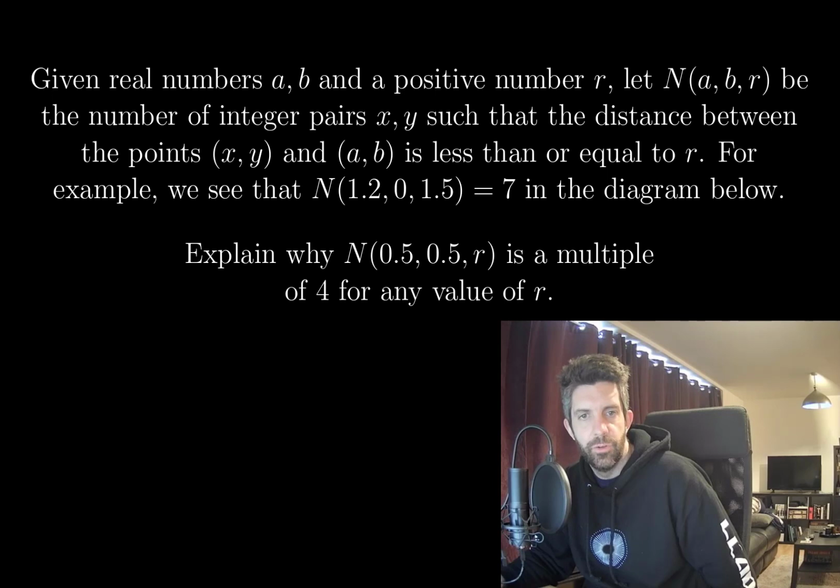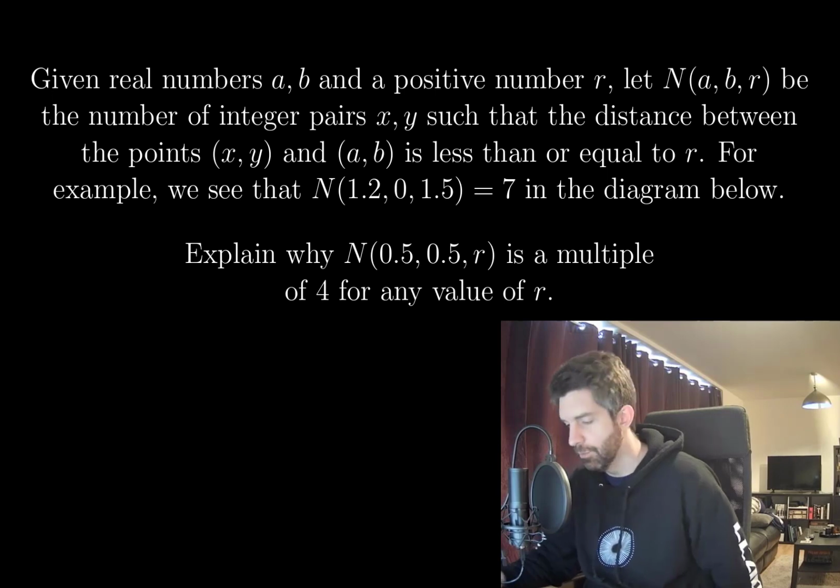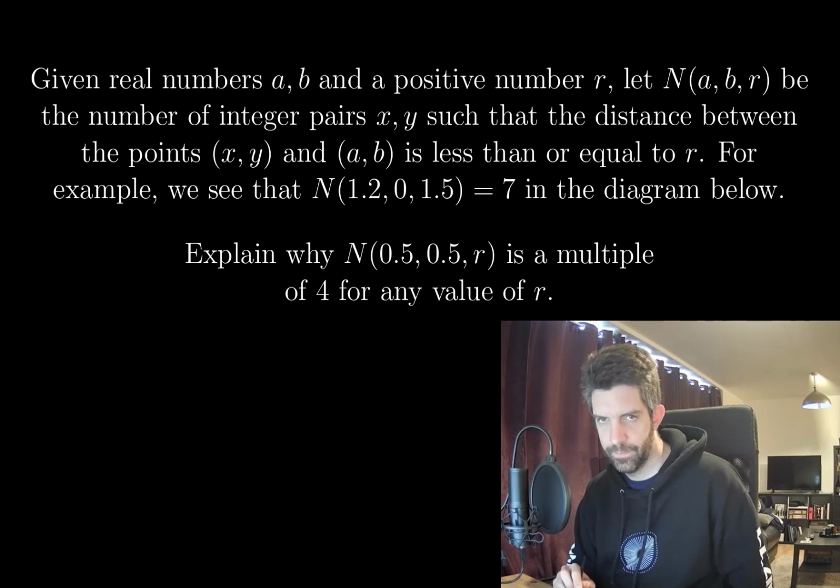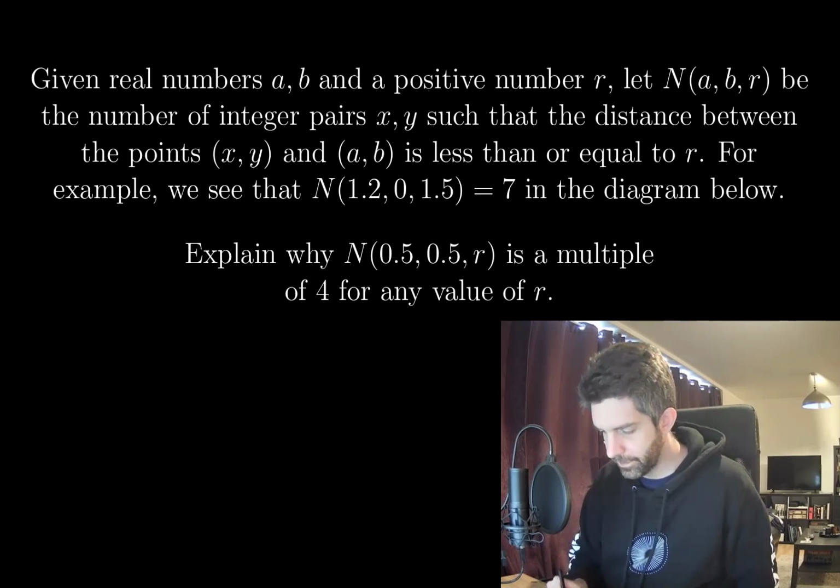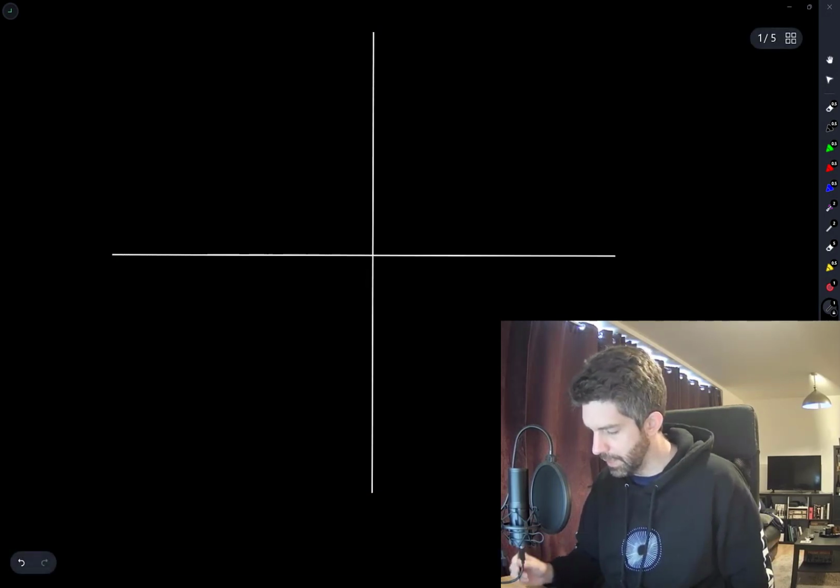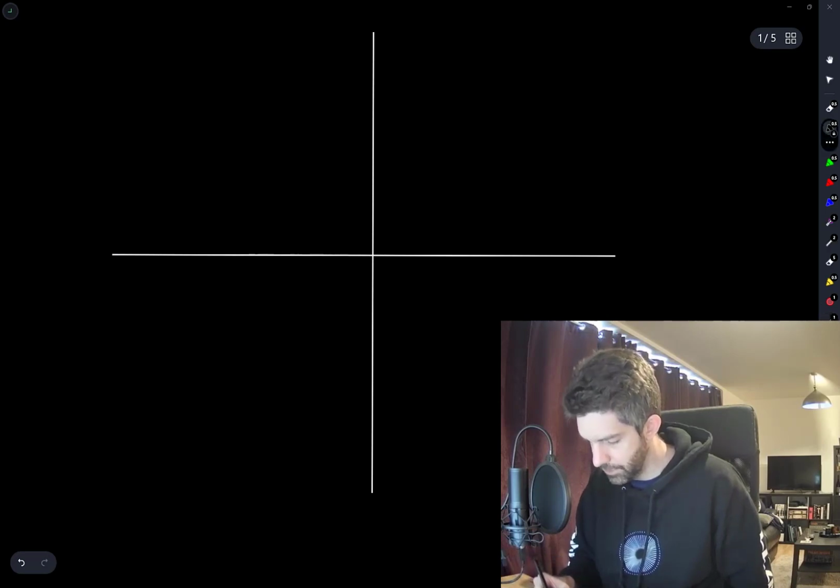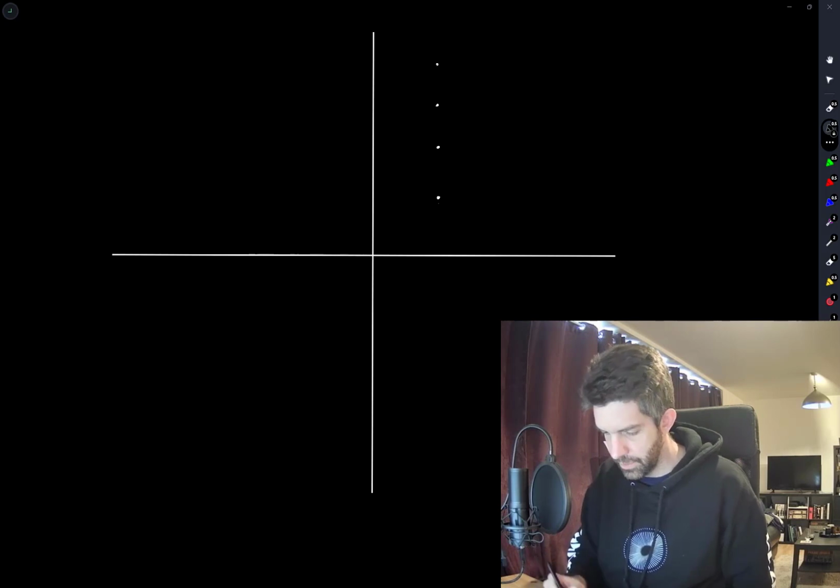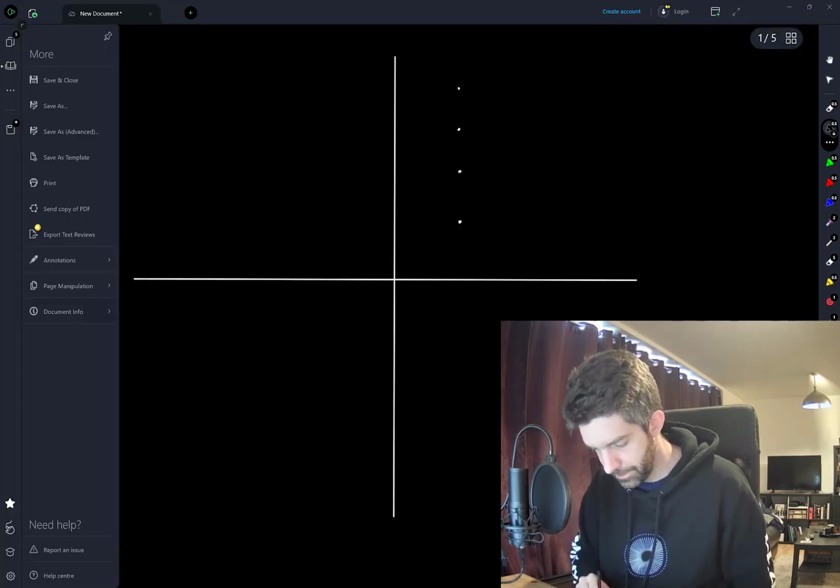Explain why n(0.5, 0.5, r) is a multiple of 4 for any value of r. Okay, well, I don't know if the best way to do this is by sketching a diagram and arguing something, or by working with something a little bit more algebraic. So if I mark out grid points, actually maybe this will be better to do with graph paper.